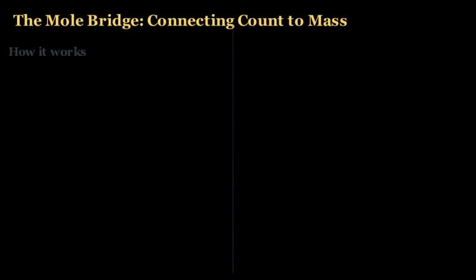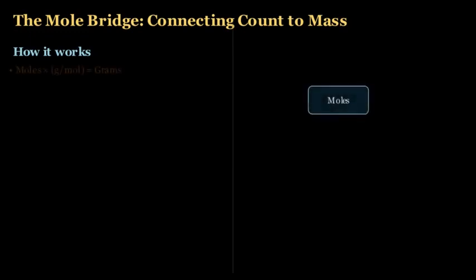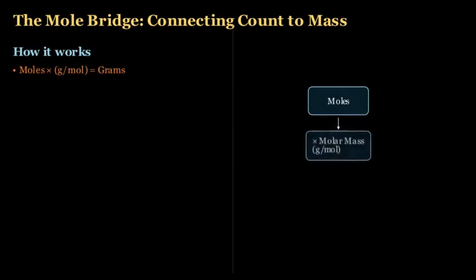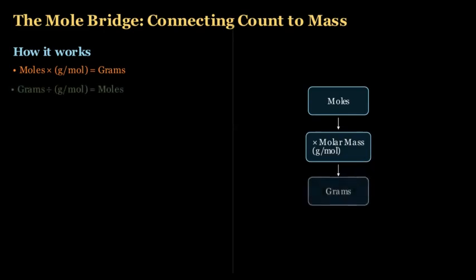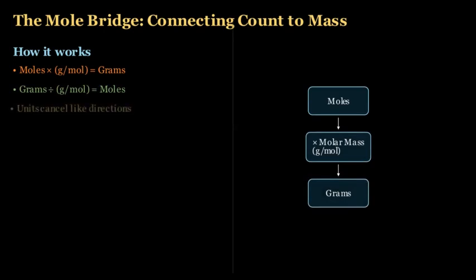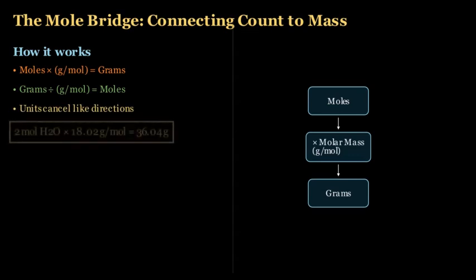The conversion is just multiplication or division, but the key is watching the units. If you start with moles and multiply by grams per mole, the moles unit cancels out, 1 on top, 1 on the bottom, leaving you with grams. If you start with grams and divide by grams per mole, the grams cancel and you're left with moles.